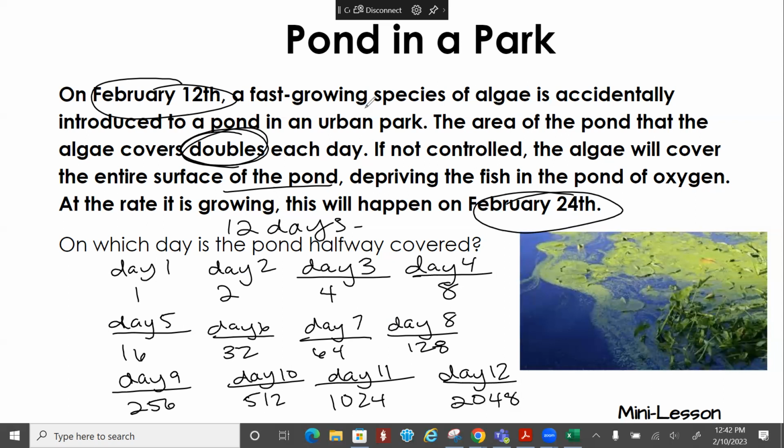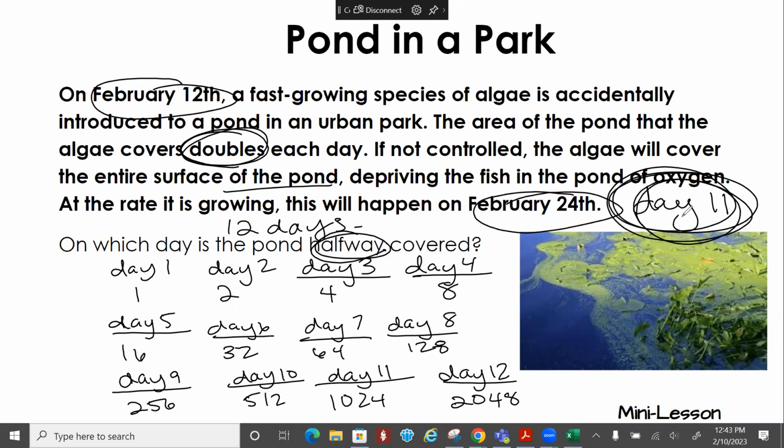Day 12? 2048. So on day 12, we get 2048, right? I want it where it's halfway covered, right? What's half of 2048? 1,024. Okay, so on day 11 is when the pond is going to be halfway covered.